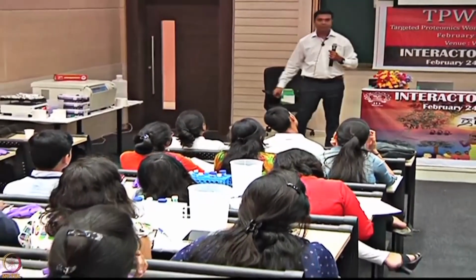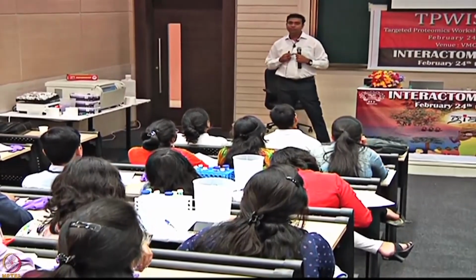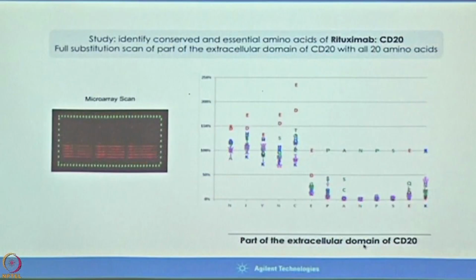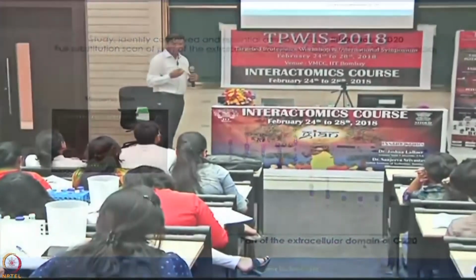Then this is the substitution one. Substitution means this is another way. This is again the CD20 protein, and they're testing their targeted antibody. So they are thinking that, suppose this is the epitope for that, right? This is the antigen sequence for that.